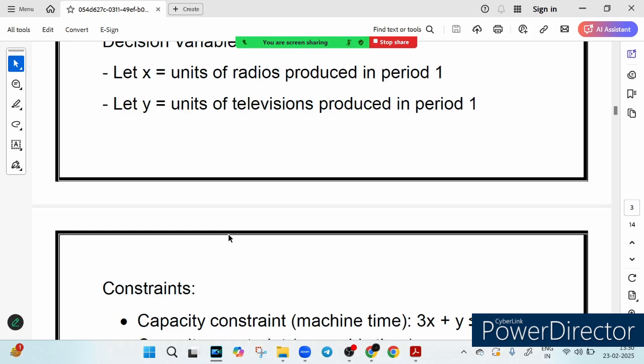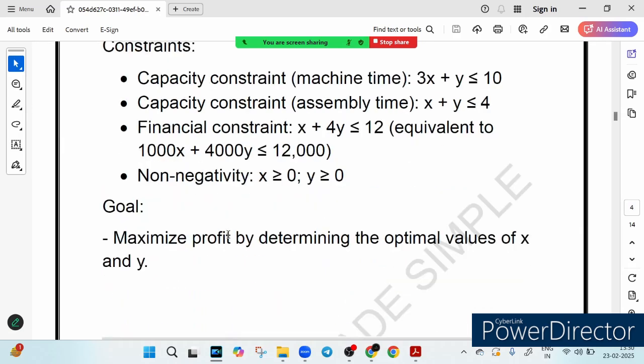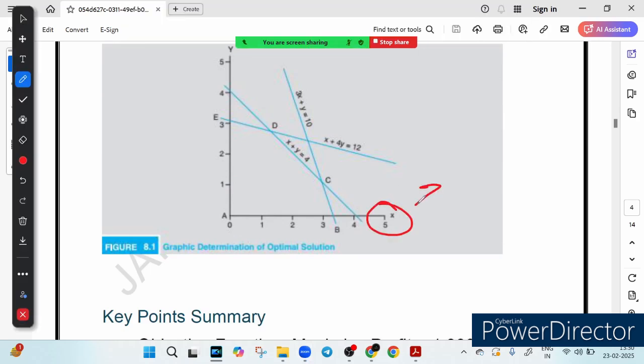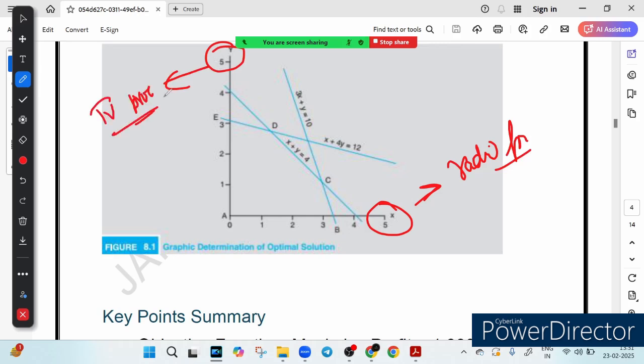So how does the graphic approach help? Instead of using a complex formula, we plot these constraints on a graph. You can see the graph. This x-axis shows the radios produced, and this y-axis shows the TVs produced. The shaded feasible region shows all possible combinations that satisfy the constraints, and the best solution lies where we get the highest profit. I will explain it.